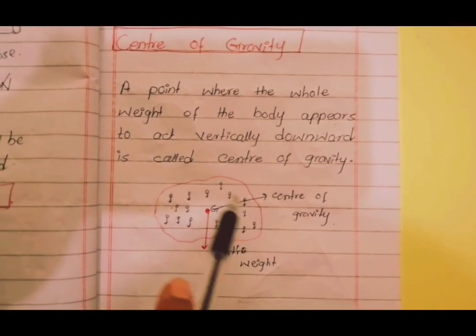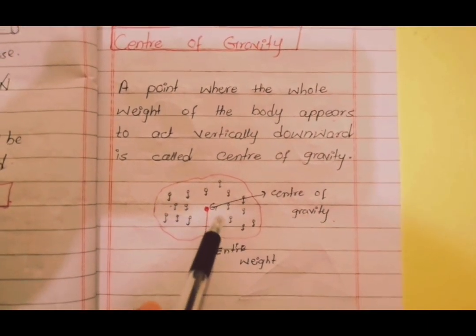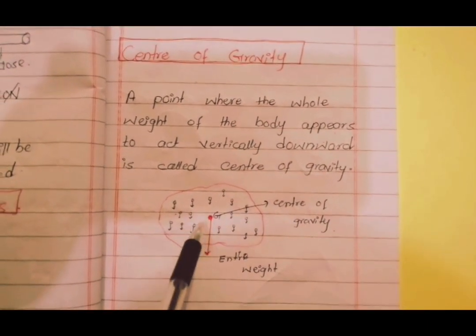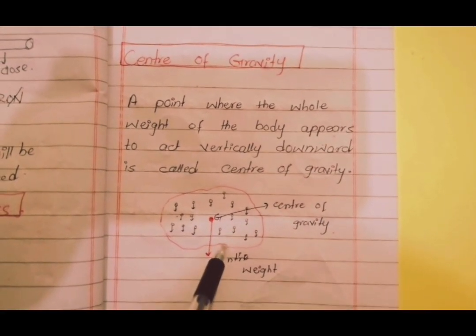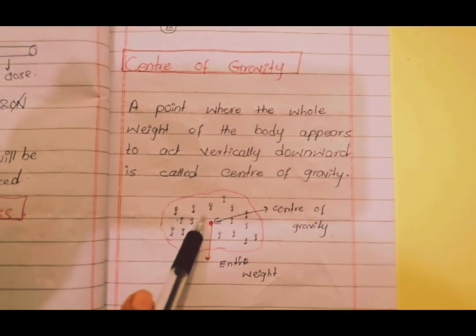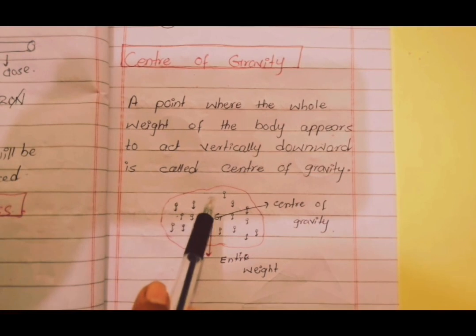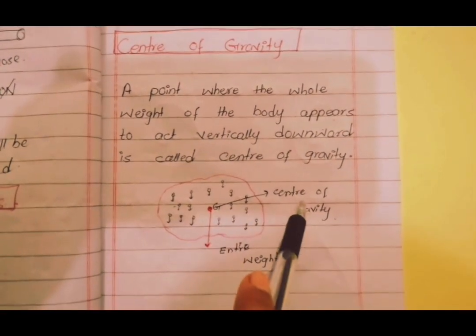When we add up all the forces which are acting on a body, that becomes a resultant force. So that weight becomes equal to the resultant weight. So there is a point where the whole weight of the body appears to act vertically downward. That point is called the center of gravity.